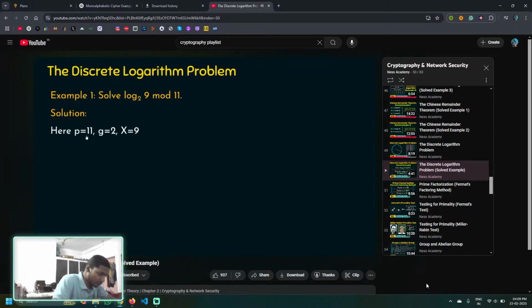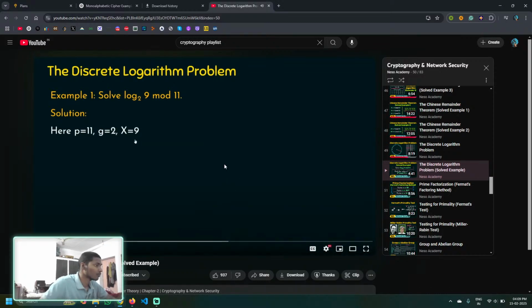So from this, it's clear that the prime number p is equal to 11, g is equal to 2, and x is equal to 9. These are the given data from the question. Let me now show the equation for solving this.